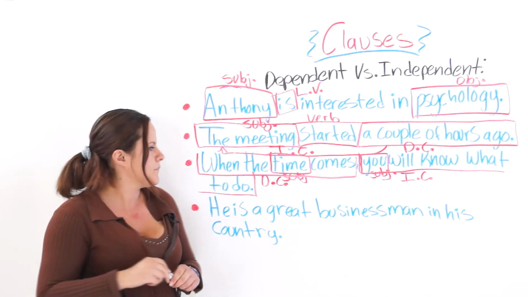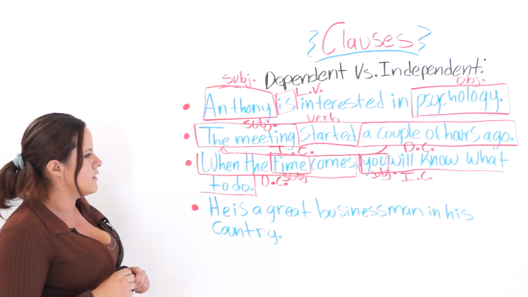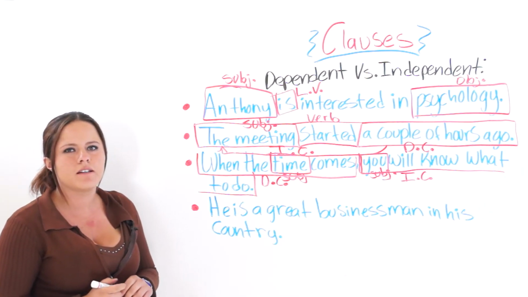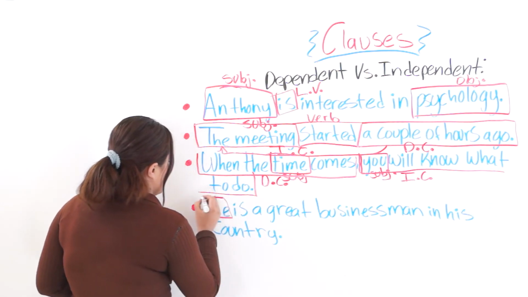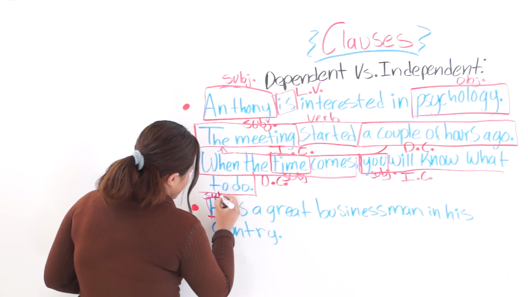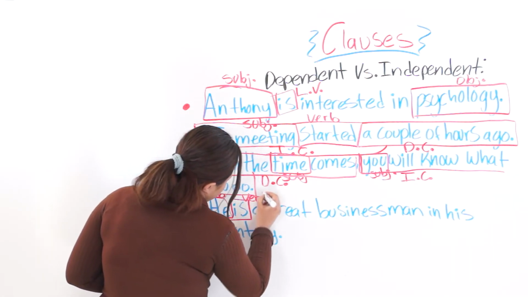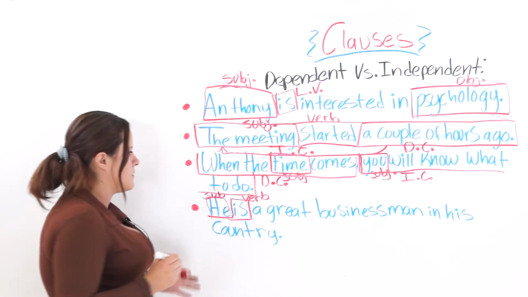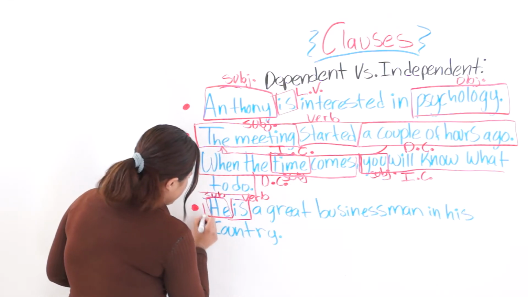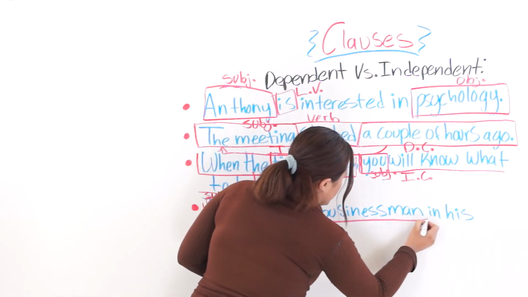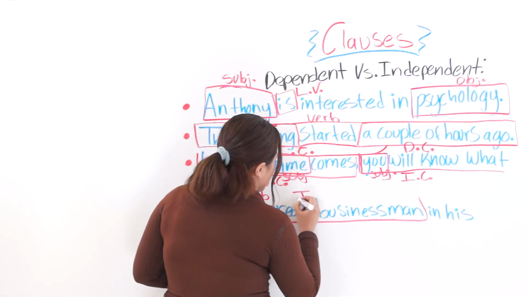All right? The next one says, he is a great businessman in his country. He, we have a subject. Is, we have the verb or the linking verb. He is a great businessman in his country. And businessman, that could be an independent clause.